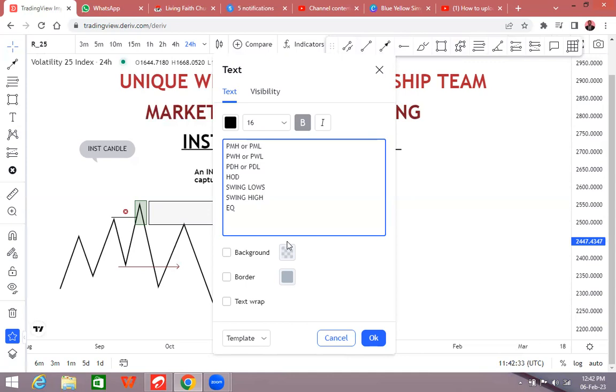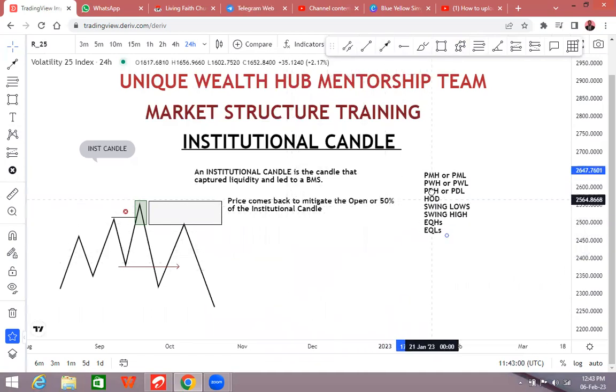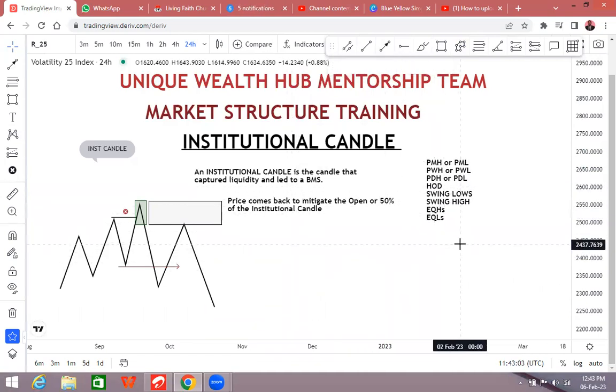Or we have the equal highs, equal lows, double tops, supports, resistance. All these are liquidities that an institutional candle is designed to go and take, because it's an institutional candle. Smart money knows that there are a lot of persons that are selling in that region, a lot of persons buying within that region. There are still positions that are open.